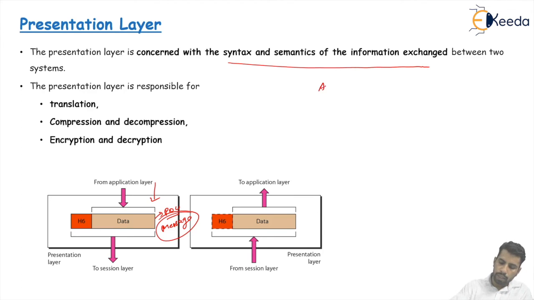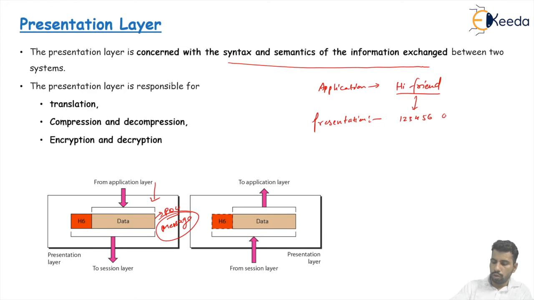Say at the application layer you write "hi friend." At the presentation layer we use an algorithm which changes my "hi friend" into something like 1 2 3 4 5 6, or you can say it is changed into XP8P79GP4, a conversion of your data that is only understood by your algorithm. It means the syntax and semantics of the information are exchanged.